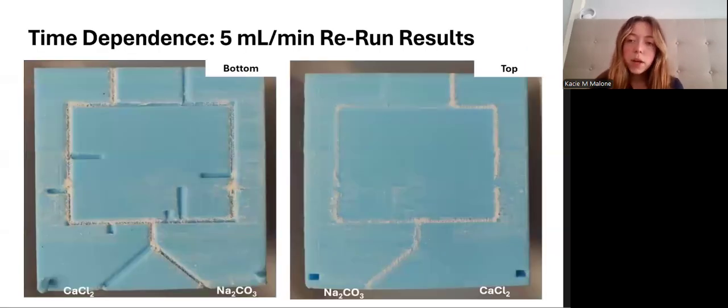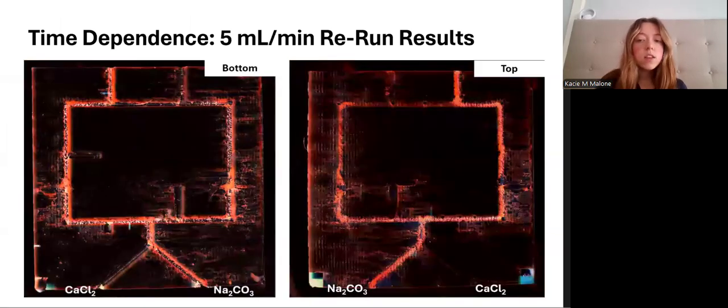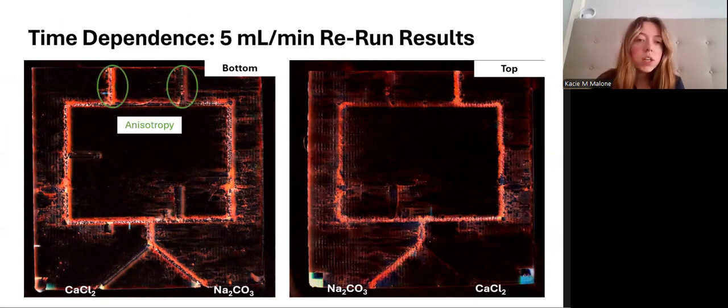Moving on, we can next compare our overpressuring results with our time dependence results. Again, these are high contrast images of the last side to help enhance the visibility of the precipitation that is present on these cores. Beginning with similarities, we can again notice that this experiment also exhibits the same anisotropic permeability that was present in our overpressuring, where fluid has a preferential flow to exit through the calcium chloride outlet.